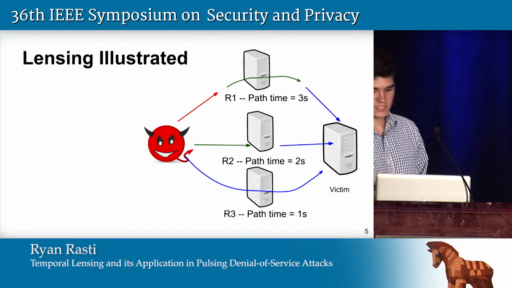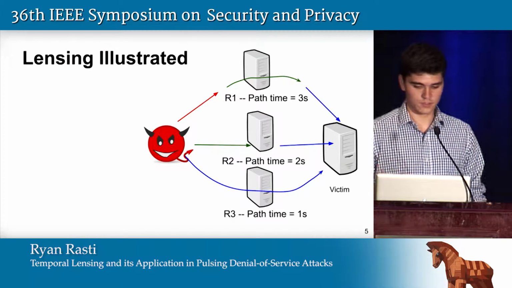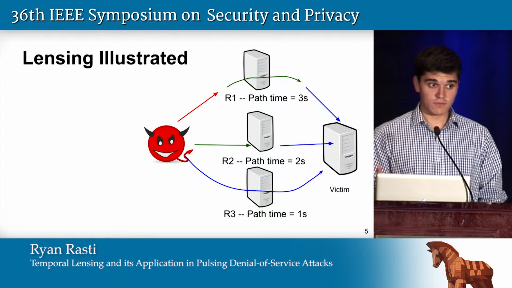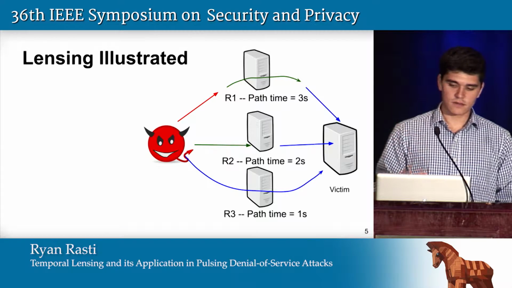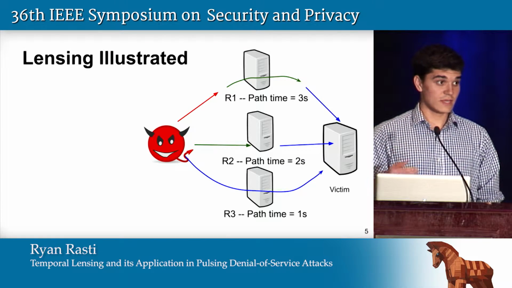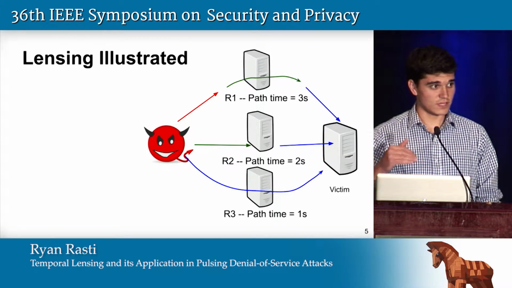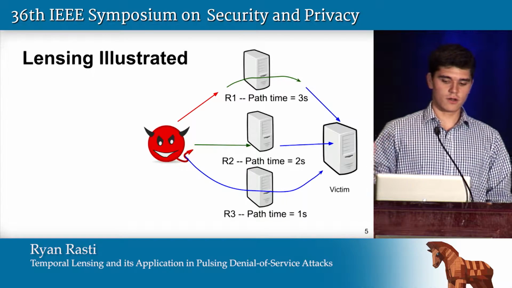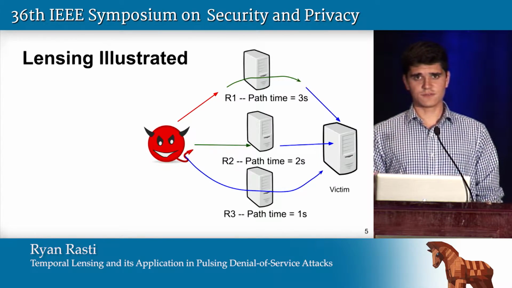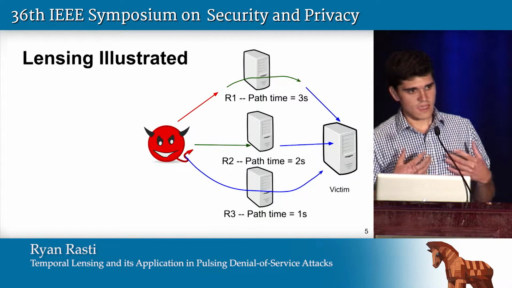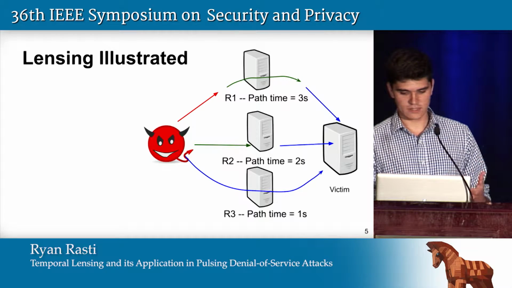And so this is a very contrived example of how this might work. What we have here are essentially 3 reflectors in the network, and each one gives the victim a different attack path latency, essentially a different path time through the reflector to the victim, right? So R1, R2, and R3 have path times of 3, 2, and 1 second respectively, right? So if the attacker only sends at a rate of 1 packet per second, right?